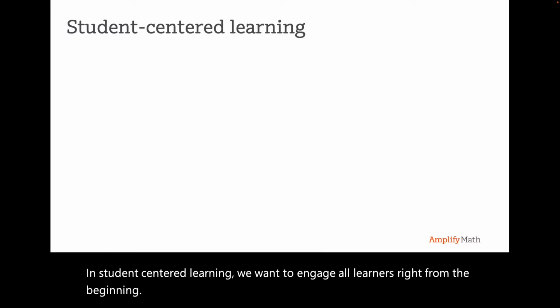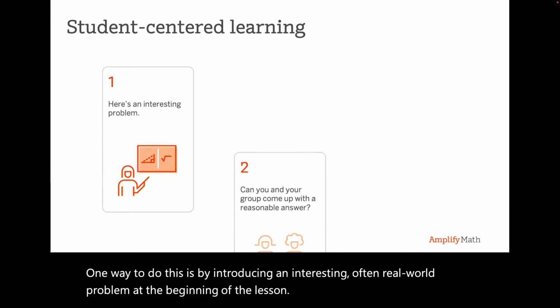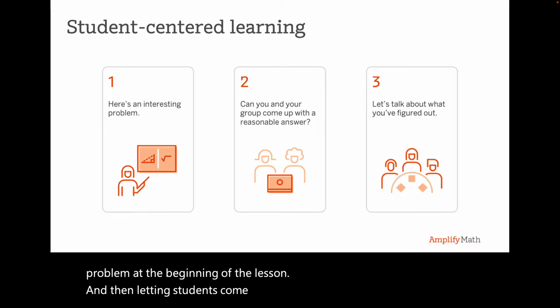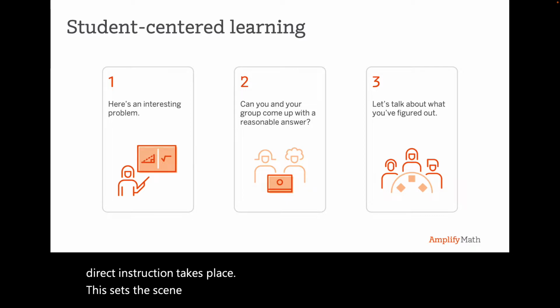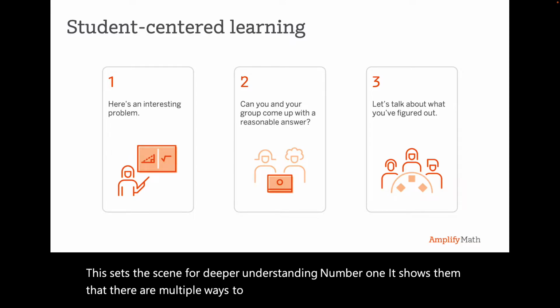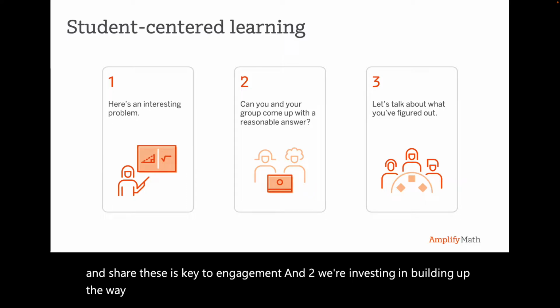One way to do this is by introducing an interesting, often real-world problem at the beginning of the lesson, and then letting students come up with reasonable answers before any direct instruction takes place. This sets the scene for deeper understanding. Number one, it shows them that there are multiple ways to approach math, and having students see and share these is key to engagement. And number two, we're investing in building up the way students think, not just having them memorize a fact or a procedure.